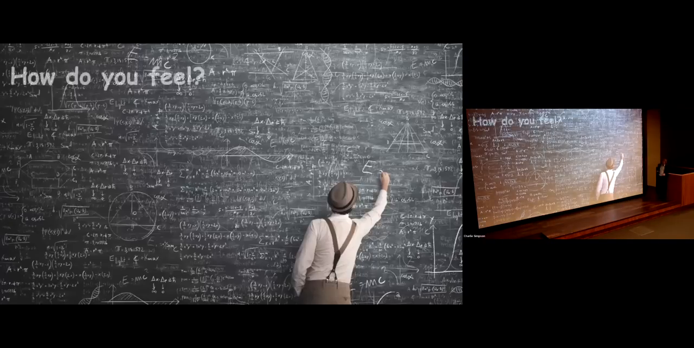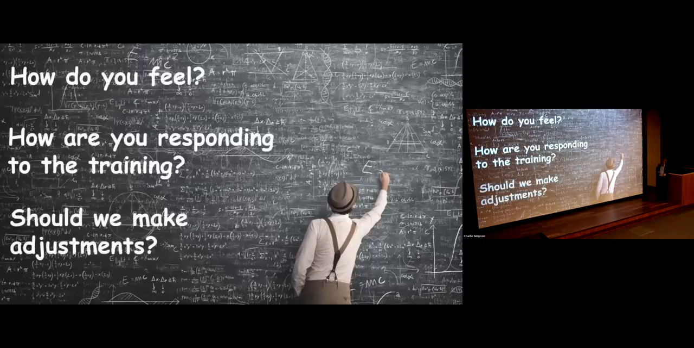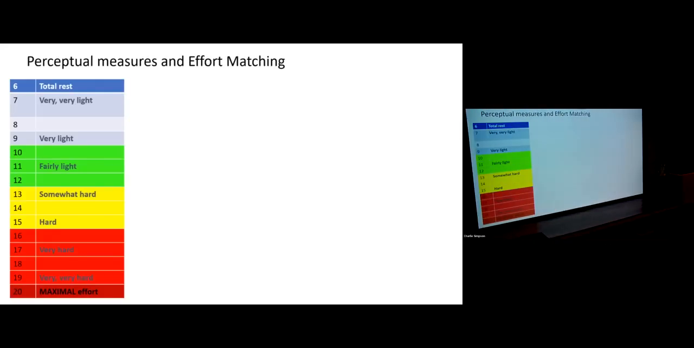So bottom line, all the metrics, these still are these fundamental questions we want to answer. So that doesn't really change, and it needs to stay simple. And we shouldn't be overwhelmed by numbers. We can use perceptual measures. Now, I think this is a tool that we need to understand. This is the Borg scale.